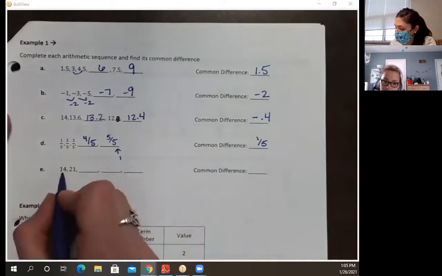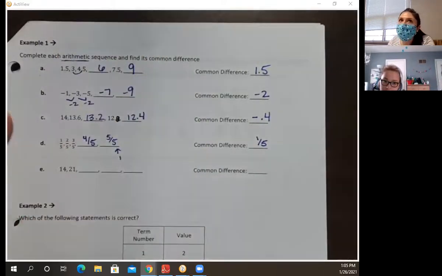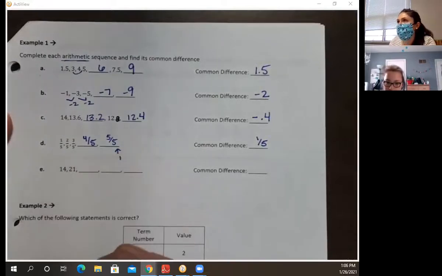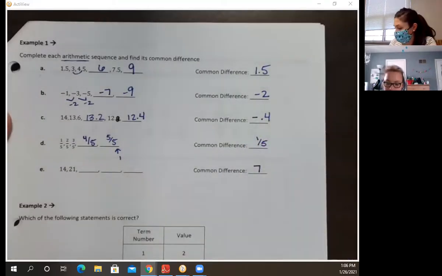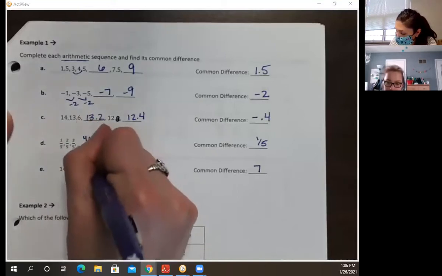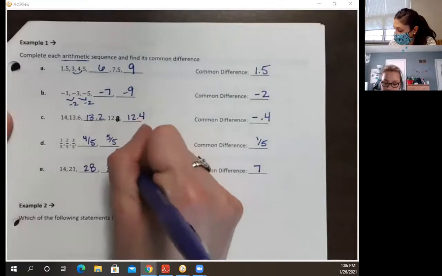And then our last one here. We've only got 2 terms this time, but that's okay because we know that these are arithmetic sequences. So 14 to 21. How do I get from 14 to 21? Add 7. So to get my next term, I'm going to add 7 to 21. That gives me 28. Then if I add 7 again, I would get 35. If I add 7 again, I get 42.